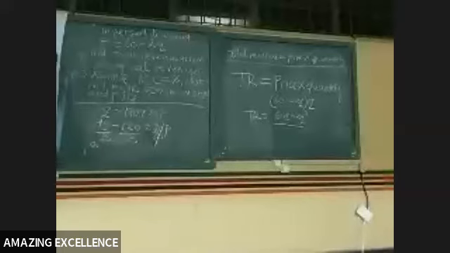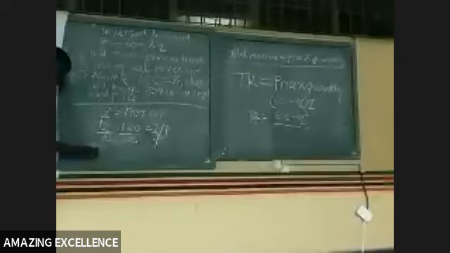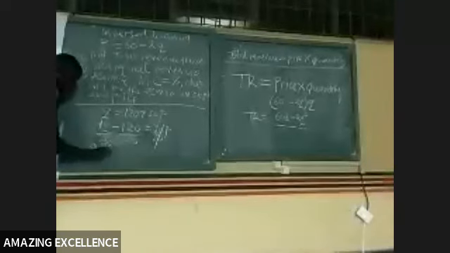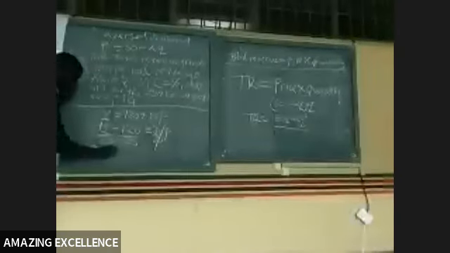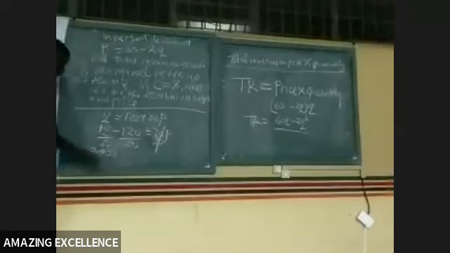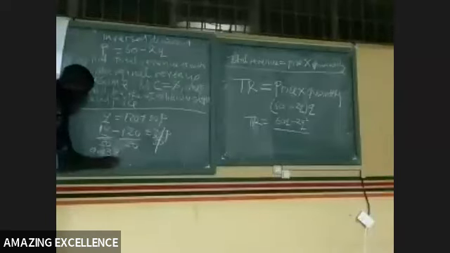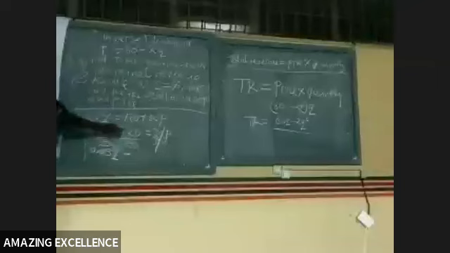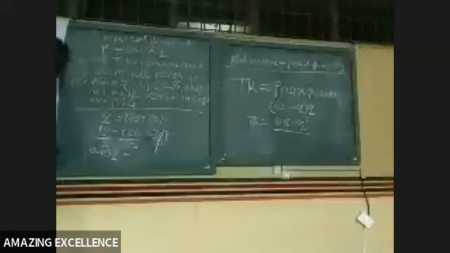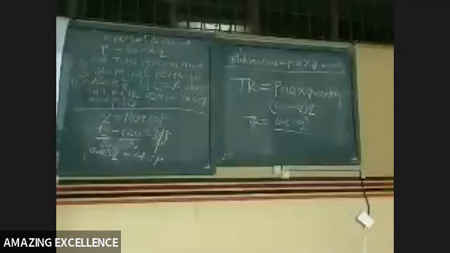0.03, 0.033. Okay, let's just leave it to two decimal places. 0.03Q, right? Minus, what is that into 120? It goes 4 times, right? It goes 4 times, equal to P. So this is our inverse demand function.